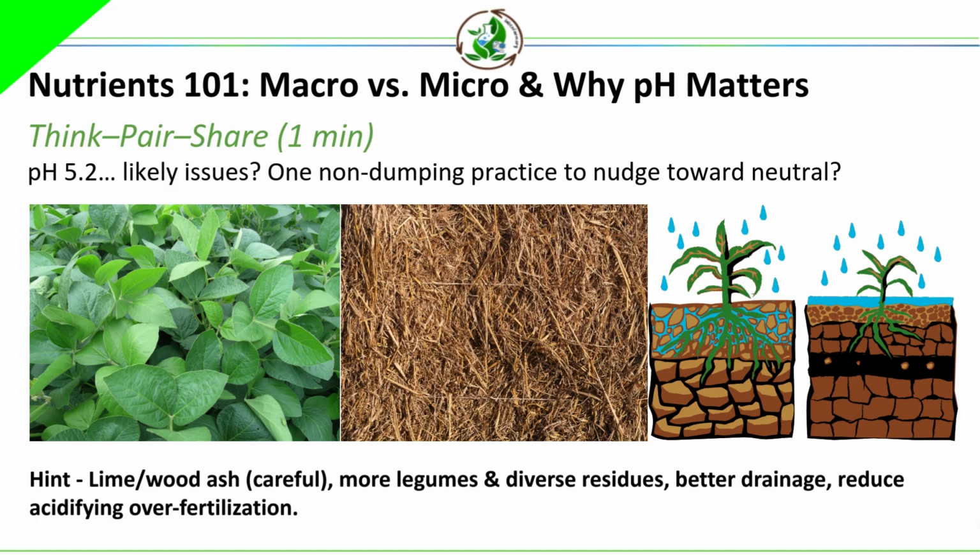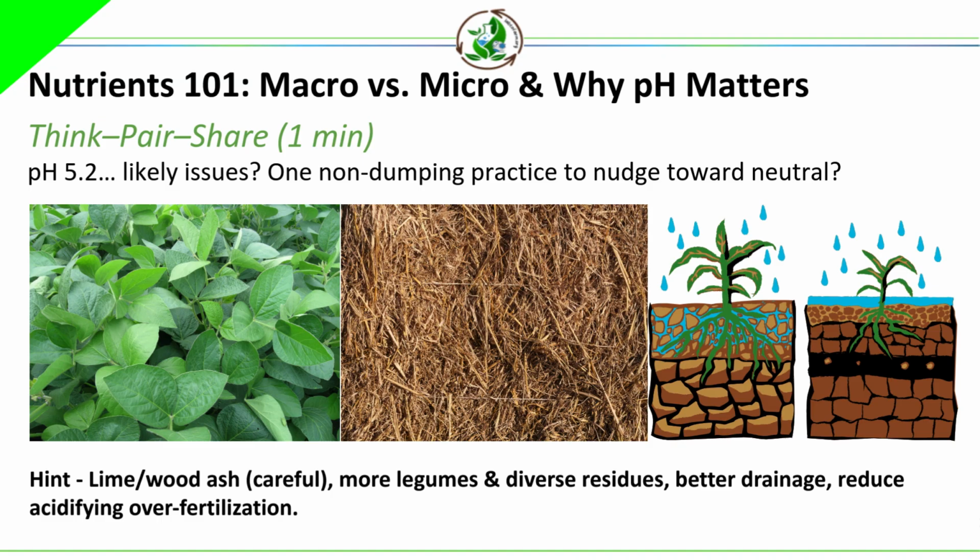Now, what can we do? Think of sustainable ways to bump that pH up. Maybe adding a little lime. That's a quick fix farmers use, or using wood ash in small amounts. We could also grow legumes or add diverse plant residues, which over time can raise soil pH, or improve drainage so it dries faster, since wet soils tend to stay acidic.